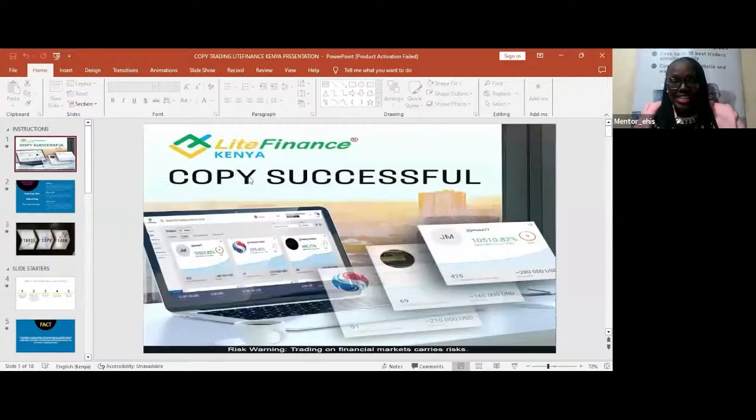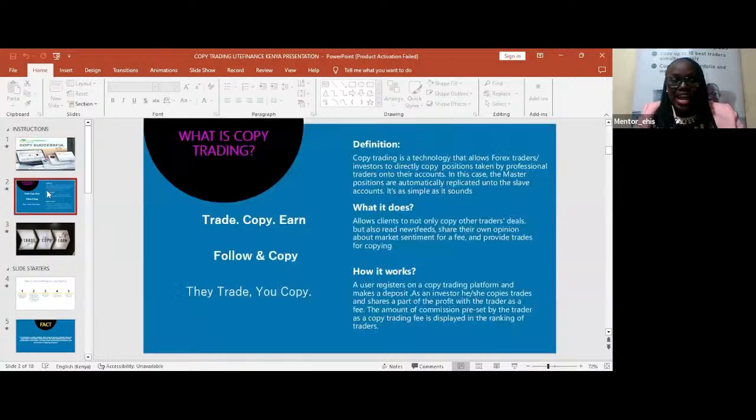Yes, you can copy successfully and you can earn in the simplest way possible. So we would start by defining what is copy trading. You've heard people talk about it and you're wondering, what is this thing? What is copy trading? And I will define it for you shortly. Yes, and we'll start by the definition of copy trading.